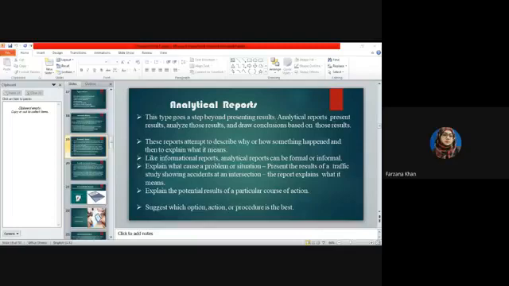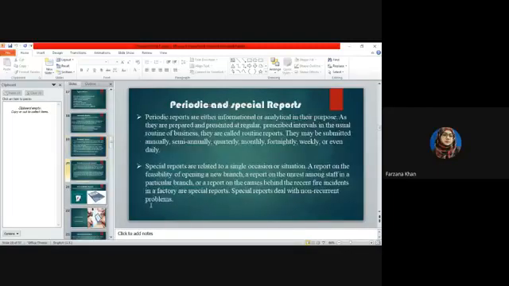Thus, for the purpose of problem solving, analytical reports are written, and in an analytical report you also need to mention your purpose. So these are the two types of report: informative and analytical. In informative, you just give information, and in analytical, you go for the analysis and recommendations. So our next categories of reports are periodic and special reports.